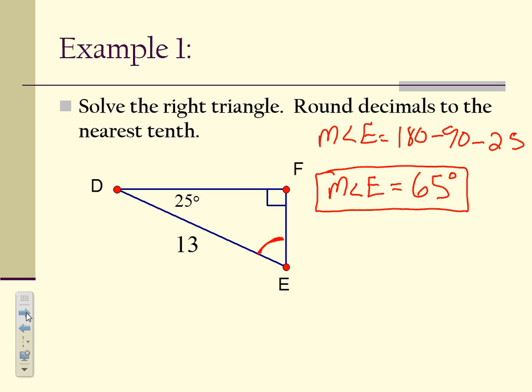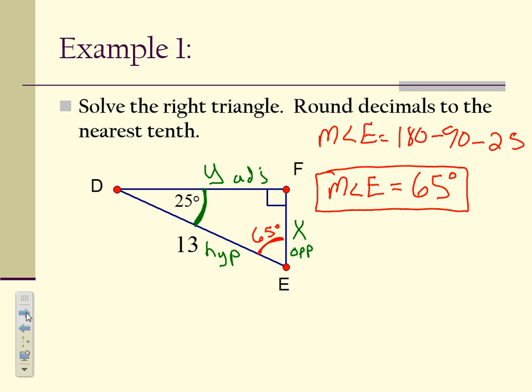So now we know all of our angles. Now we have to go back and we need to find our other 2 missing sides. I'm going to call this side X and this side Y. Now I personally like to use what is given to me, so I'm going to use my 25-degree angle. So this is going to be the opposite, this is going to be the adjacent, and this is going to be the hypotenuse. Now we're just going to plug in.